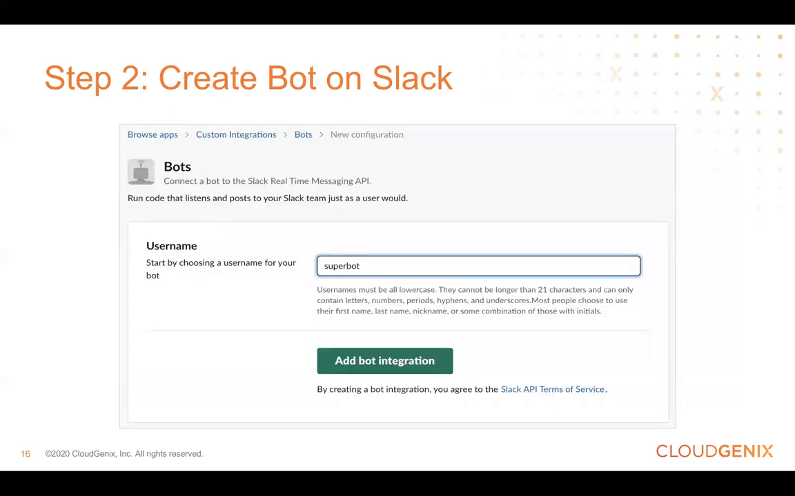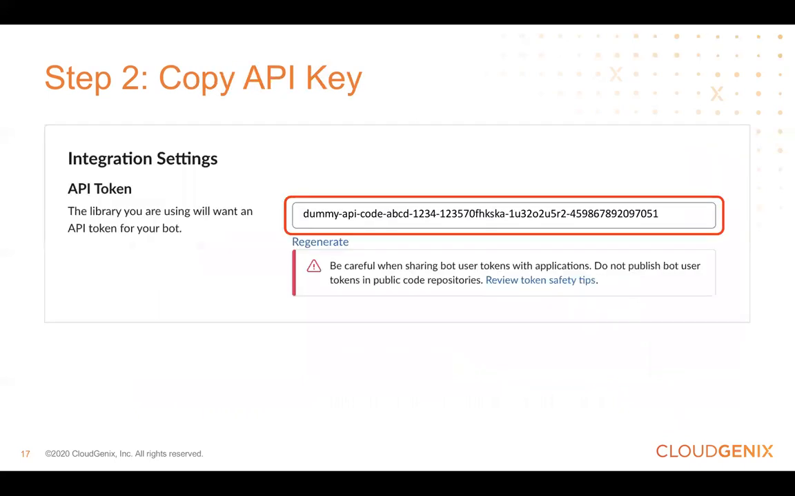Give it a unique name, and then add bot integration. At this point in time, you can add customizations to your bot. Let's say you want to add maybe a cool picture or some other parameters that you can configure. On this page, you'll also see the API key. Make sure you copy this because this is something that we're going to use later on in our settings file.